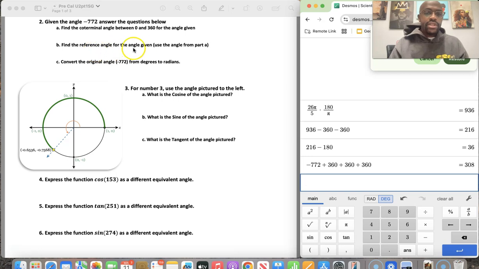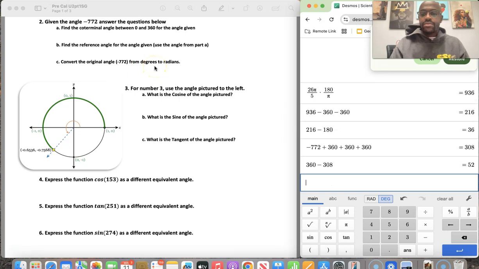Part B says find the reference angle for the angle given. So now 308, like we just discussed, is in quadrant 4. So you would take 360 minus 308 degrees and you would get 52 degrees. That's part B here. Now it says convert the angle negative 772 from degrees to radians.